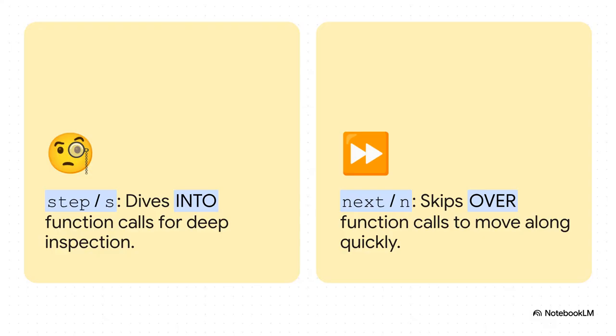So, your program's frozen at a breakpoint. How do you move forward? You've got two main choices, and this is a really crucial decision. Step, or just s, will dive into the next function call. You use this when that function is your prime suspect, and you need to see exactly what it's up to. Next, or n, is for when you trust that function. It just executes it in the background and moves you to the very next line in your current file. So think of it this way. Step is for a deep interrogation. Next is for when your witness has a rock-solid alibi.